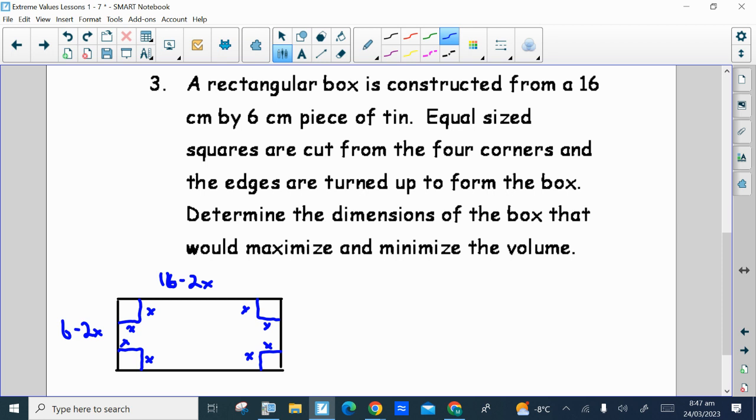And the box would have a height of x. Again, those corners are cut out and then the edges are turned up, and so the box will have a height of x. We want to determine the dimensions that would maximize and minimize the volume. And the volume of a box is length times width times height. It doesn't matter what order you do these in. I'm going to put the height first, times the length and the width.